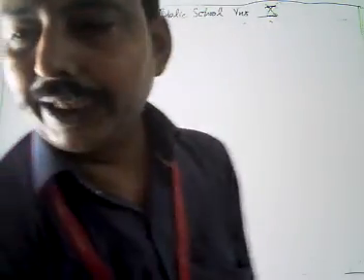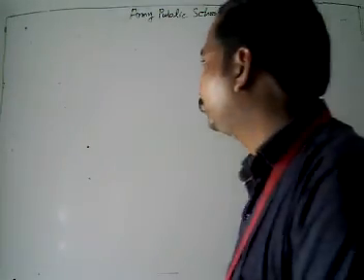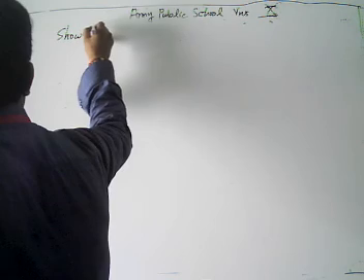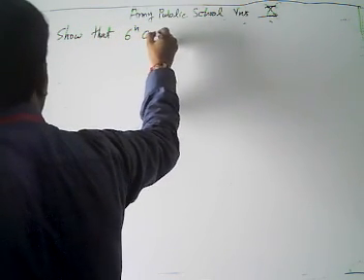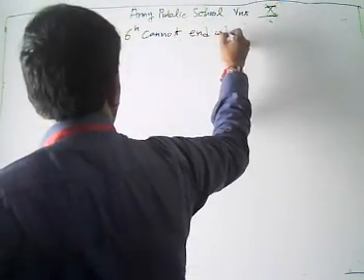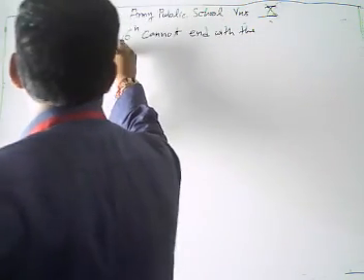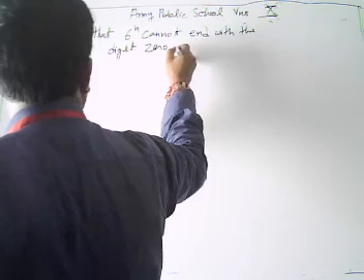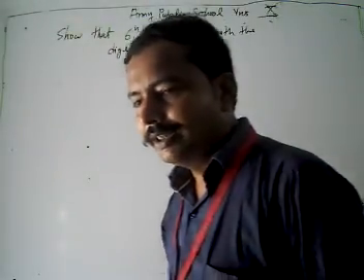So we have to show that 6 to the power n cannot end with the digit 0. What do we have to show? We have to show that 6 to the power n cannot end with the digit 0, where n belongs to N, the natural numbers.